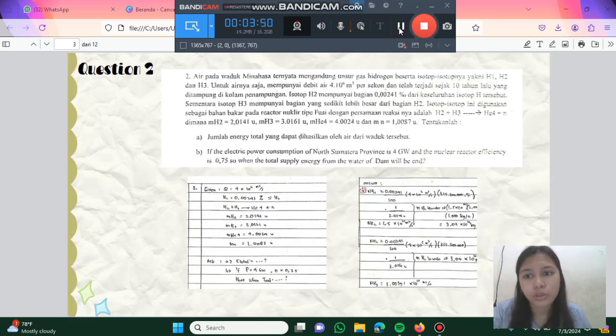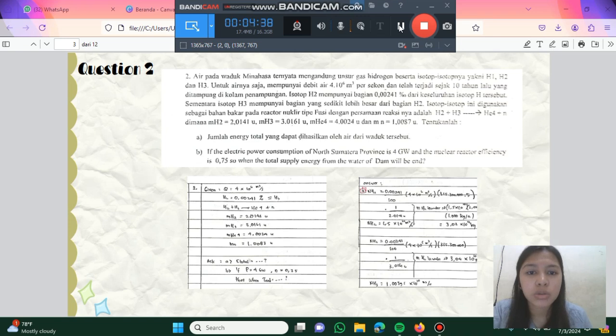So now we can move to number 2. The question is: the water in the Minahasa reservoir turned out to contain hydrogen gas and its isotopes, namely H1, H2, and H3. The water has a discharge of 10 to the power of 6 cubic meters per second and has been occurring since 10 years ago, stored in reservoirs. Isotope H2 makes up 0.0024 percent of the total H isotopes.